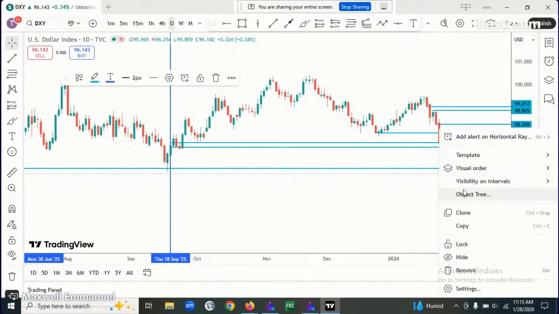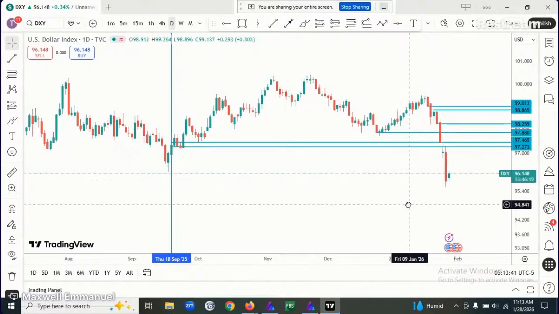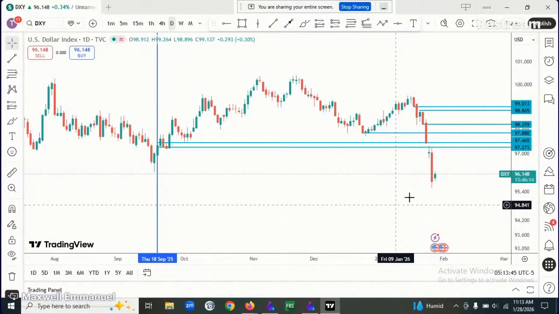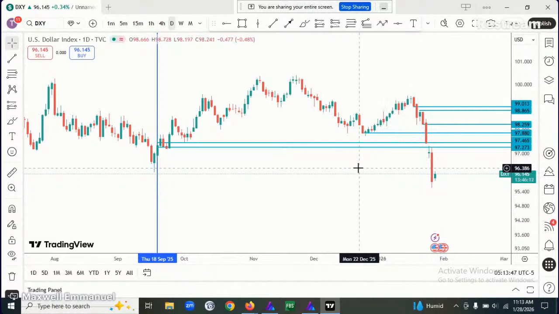So after the close of today's candle, if today's candle closes bullish and gives us a bullish bias, then one should consider buying the dollar. So best time to execute trades will be tomorrow. Patiently wait for it.